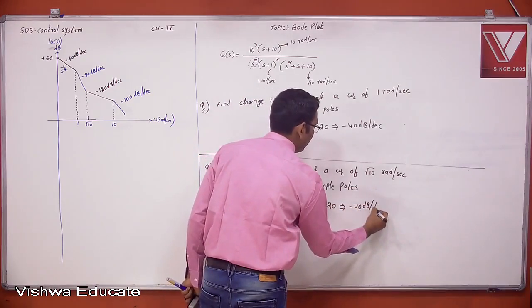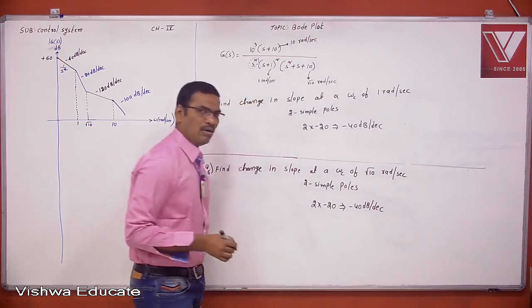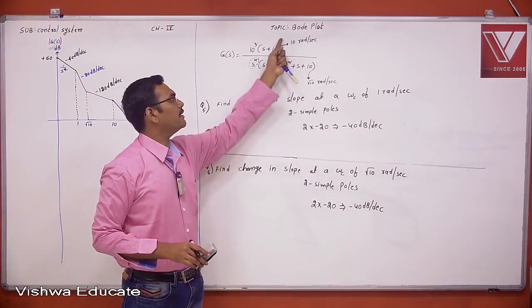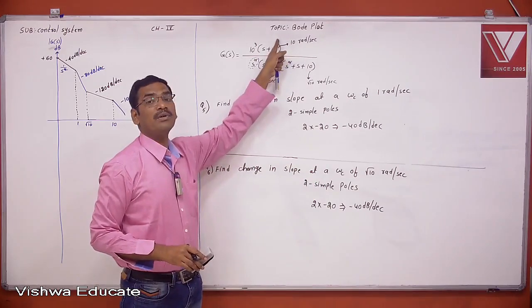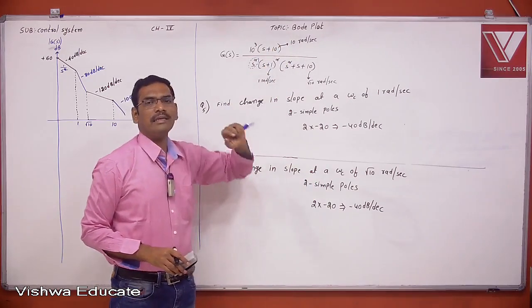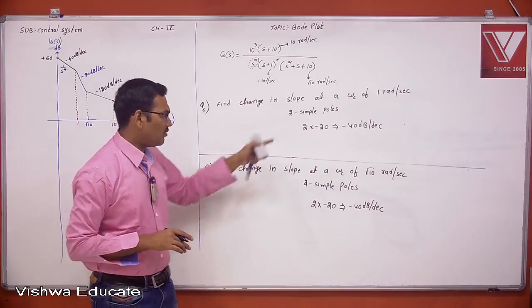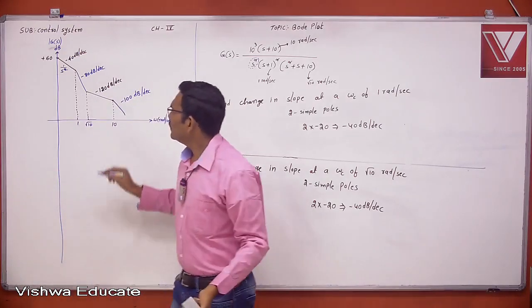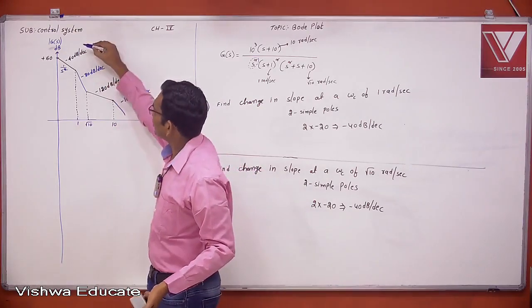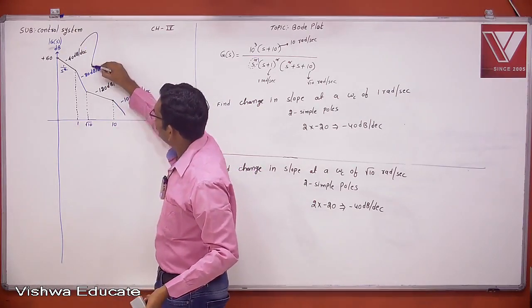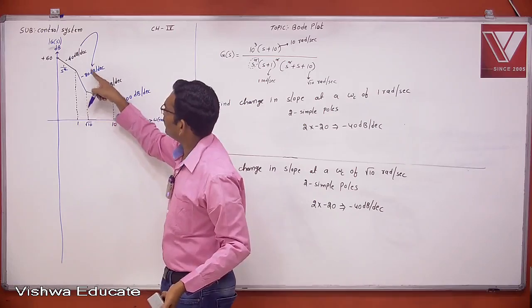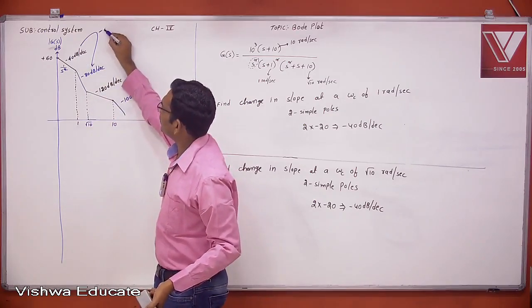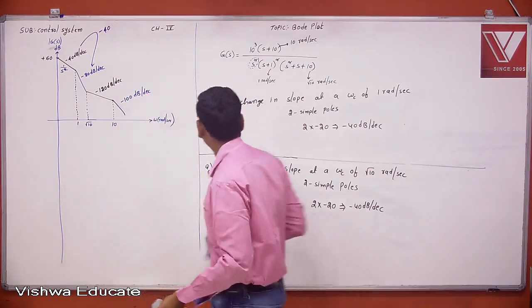Now, if you want the change in slope at 10 radians per second, there is one simple zero, 1 into plus 20 dB per decade. Sir, what does this mean? See here, change in slope at 1 radians per second: minus 40 will become minus 80. What is the change in slope at 1 radians per second? At 1 radians per second, the change in slope is minus 40 dB per decade.